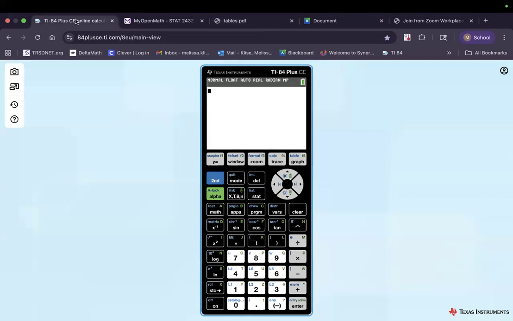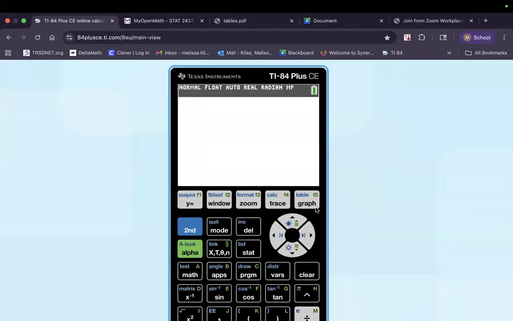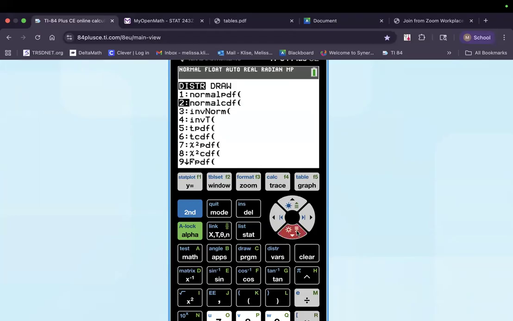All right. Here's my calculator. I'm going to find the same one that I just did. 0.05 is my alpha, 15 degrees of freedom. So these are distributions, a T distribution. So it's going to be in the distribution section. So you're going to do second vars, because that's our distributions. The blue is distributions. Remember inverse norm? Right underneath of it is inverse T. The area is that alpha, so 0.05. And my degrees of freedom is my sample size. It's really this simple.